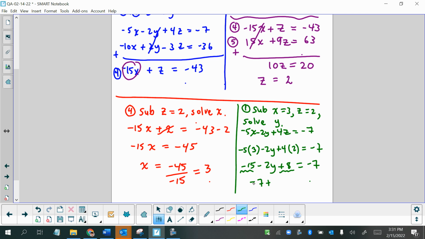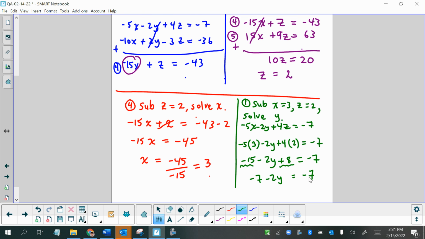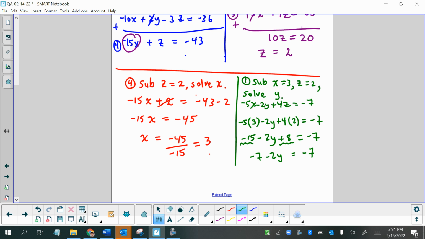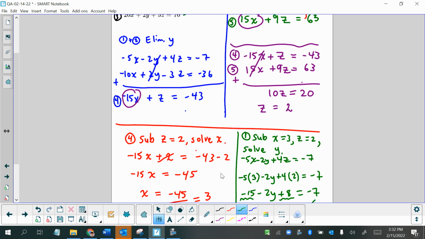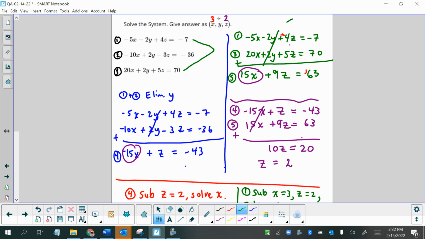Okay, so I have negative 7 minus 2y equals negative 7. Now notice I have a negative 7 on both sides, so those cancel each other out. And then I have negative 2y equals 0. And dividing both sides by negative 2, I get y equals 0. So now that is the last piece to finish my ordered triplet.